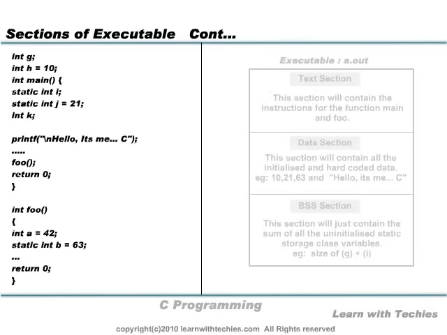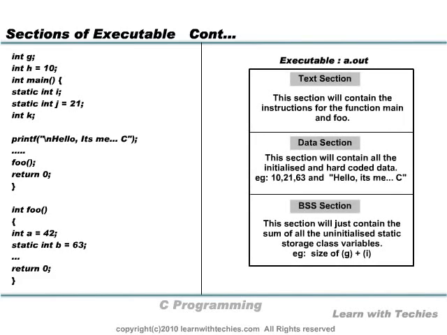Let's look at a small program and map the program to the sections in the executable, which will be created when the program is compiled. The program defines two functions, main and foo. These functions use some local and static variables. The program uses some global variables too.